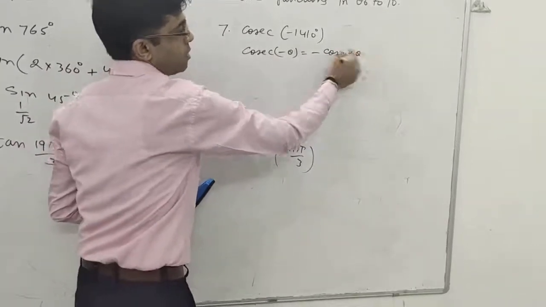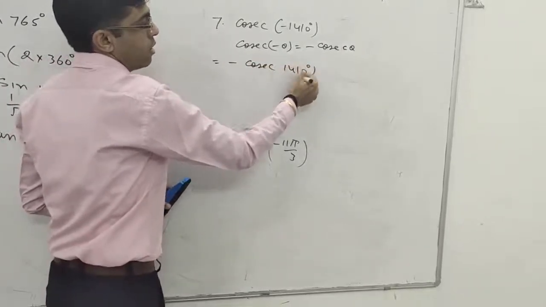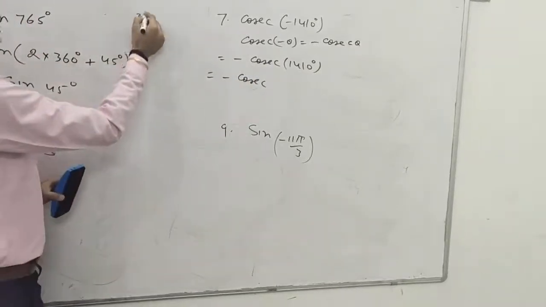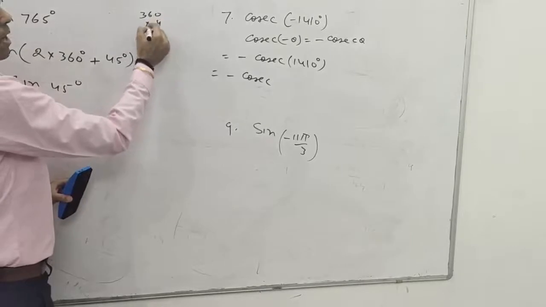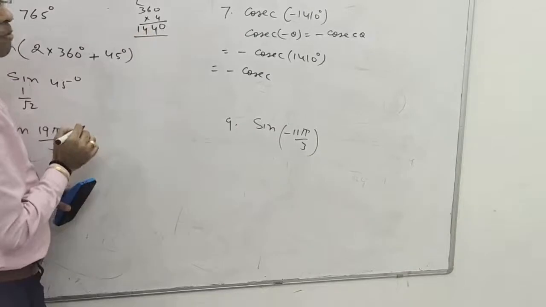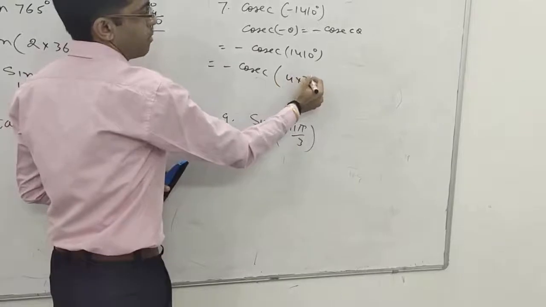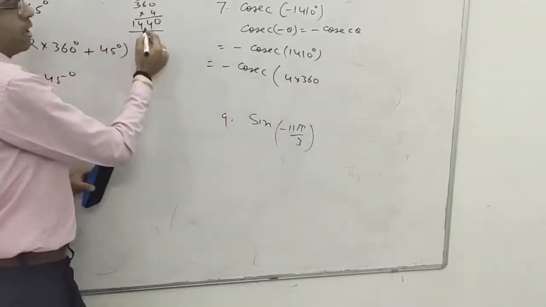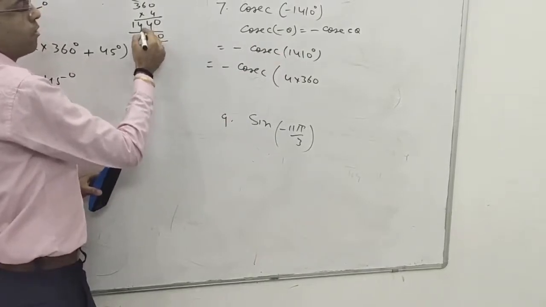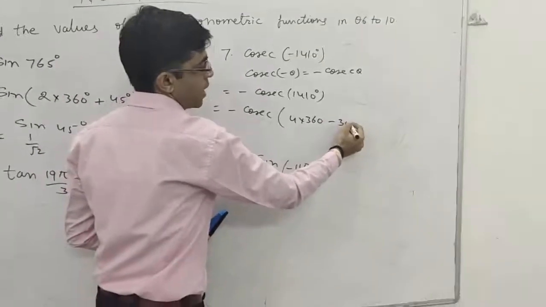Now seventh question. First of all, cosec minus theta is minus cosec theta. This we had studied in the formula. So this is minus cosec 1410. Now we have to check the multiple of 360 degree in this. So 360 multiplied by 4, 1440. So it is 4 multiplied by 360. So 1440 minus 1410 is 30. It means we have to subtract 30 degree.